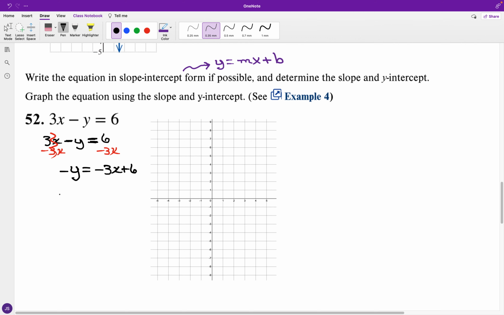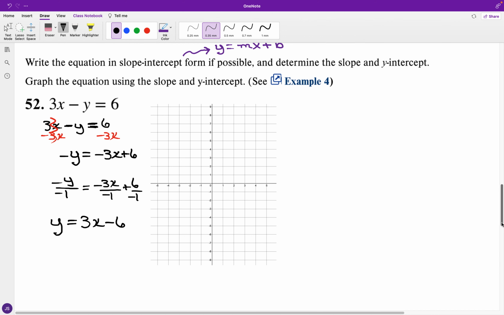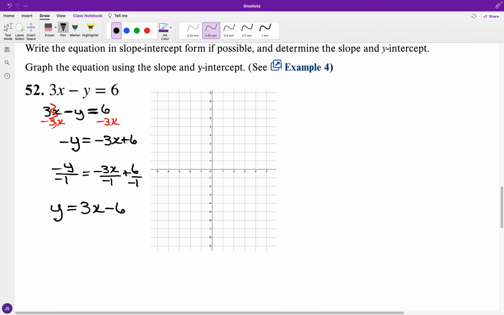And if I multiply or divide by negative 1, the sign values will change. Again, you can just change all the negatives to positives right away, and vice versa. So changing the sign values, we have y equal to positive 3x minus 6. This is going to be the slope-intercept form of the line defined by the given equation.